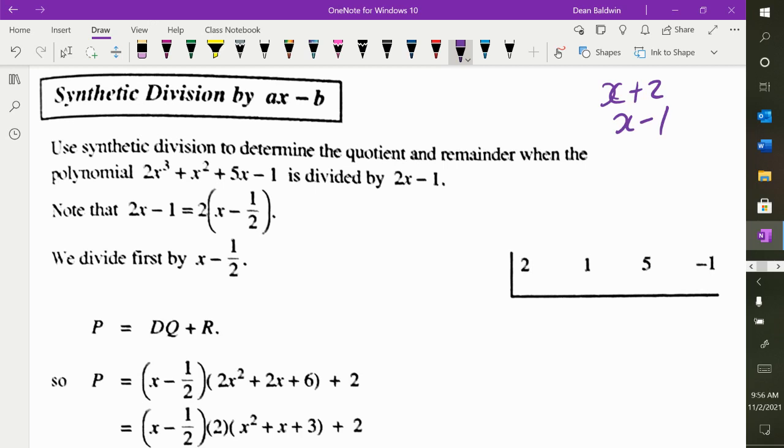What is my a value for something like this? It's 1/2, right? It's what makes it 0. Okay? So if you want to find the a value for something like this, you essentially just set it equal to 0 and solve it. 2x is equal to 1. x is equal to 1/2. That is my a value. Okay? So that's what goes outside of the synthetic division sign.